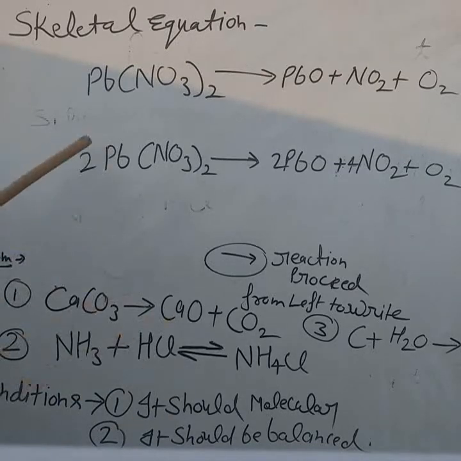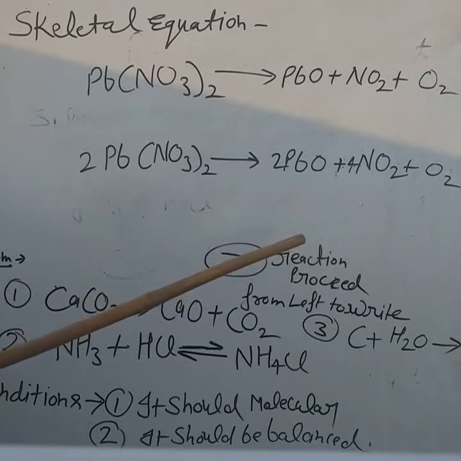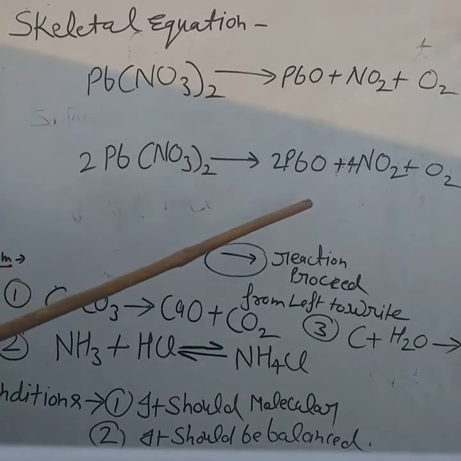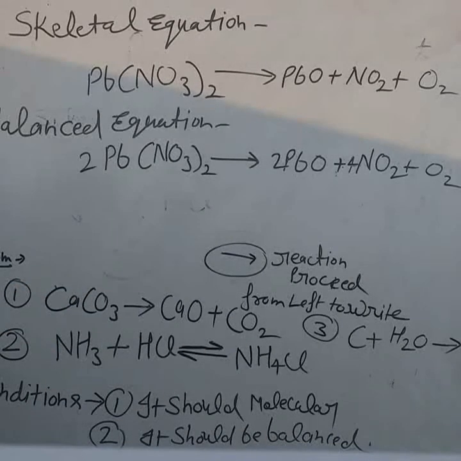The next reaction shows a balanced equation. An equation in which the atoms of various elements are equal in number on both sides, or in which reactants and products have all elements balanced, is called a balanced equation. This equation is a balanced equation.